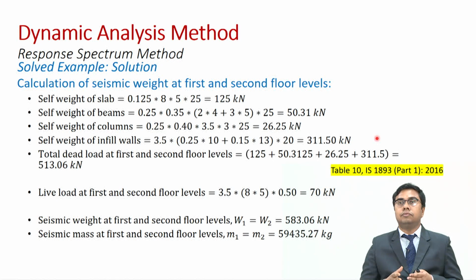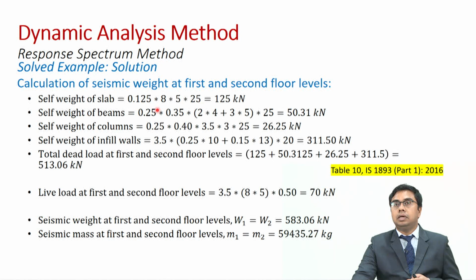So, let us calculate the seismic weight at the first and second floor levels first of all. In this case the self weight of slab is equal to 0.125 into 8 into 5 into 25. Here the slab is 125 millimeter thick. The dimensions in plan are 8 meter by 5 meter considering the tributary area. I hope by now you are familiar with why we are considering 8 into 5. We have discussed it in the example problem on the equivalent static method as well. The unit weight of reinforced concrete is taken as 25 kilonewton per meter cube. Thereby, the self weight of slab comes to be 125 kilonewton.